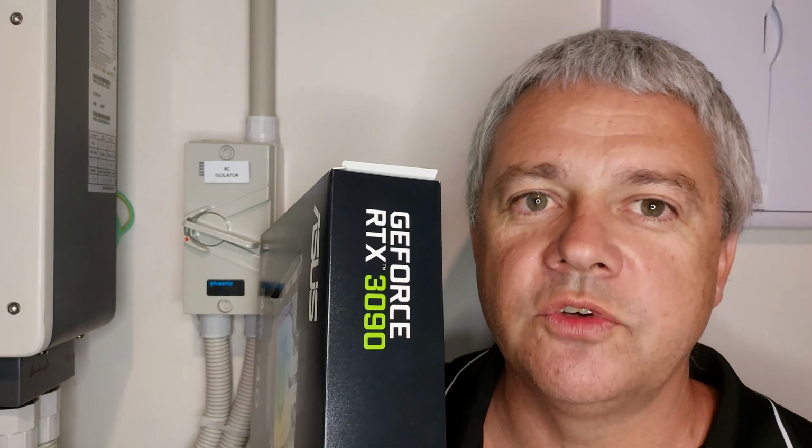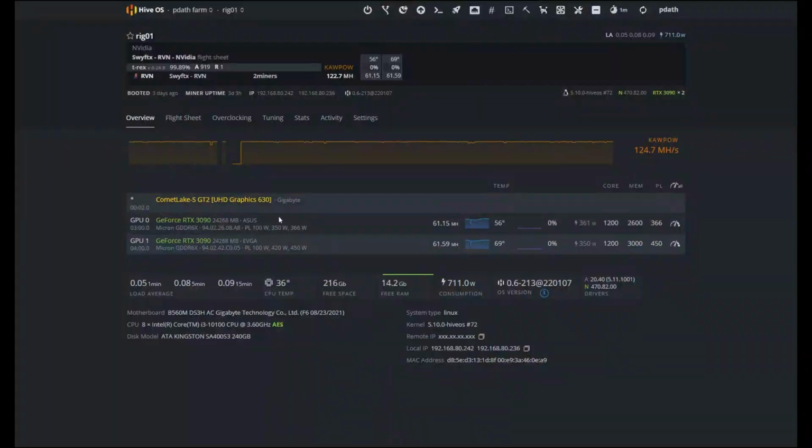Today I'm going to talk about the overclock settings I use for mining RavenCoin on RTX 3090s under HiveOS. In this rig I have an ASUS RTX 3090 and an EVGA RTX 3090. Both of these are water cooled, so my temperatures might be a little bit lower than yours.